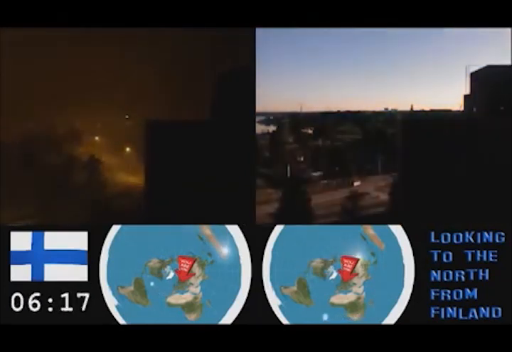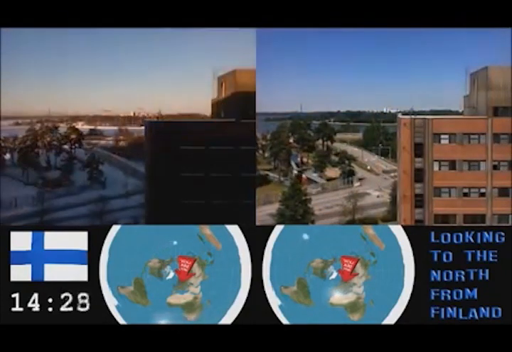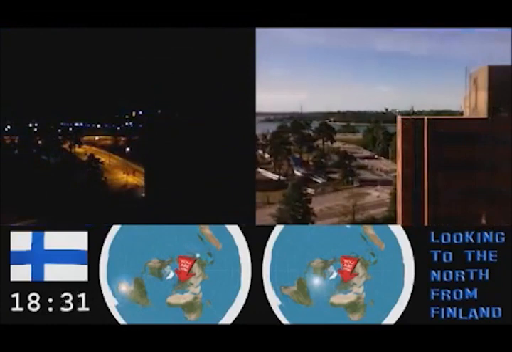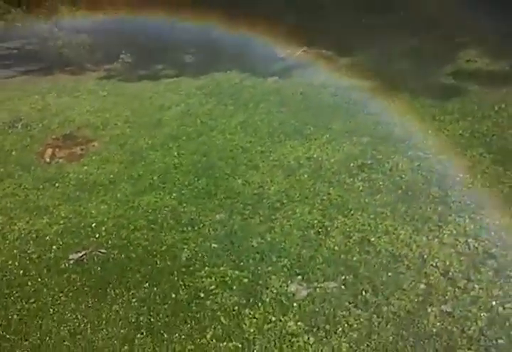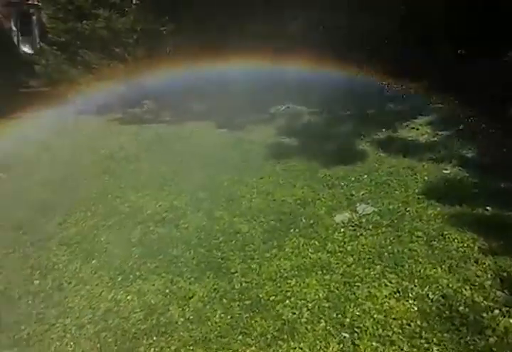Some people have theorized about a dome, and although that's a very interesting idea, it's a little bit beyond the scope of this video. There are many theories out there. Some think there is more land, some think there is a dome. What is absolutely certain is we are not on a spinning ball.